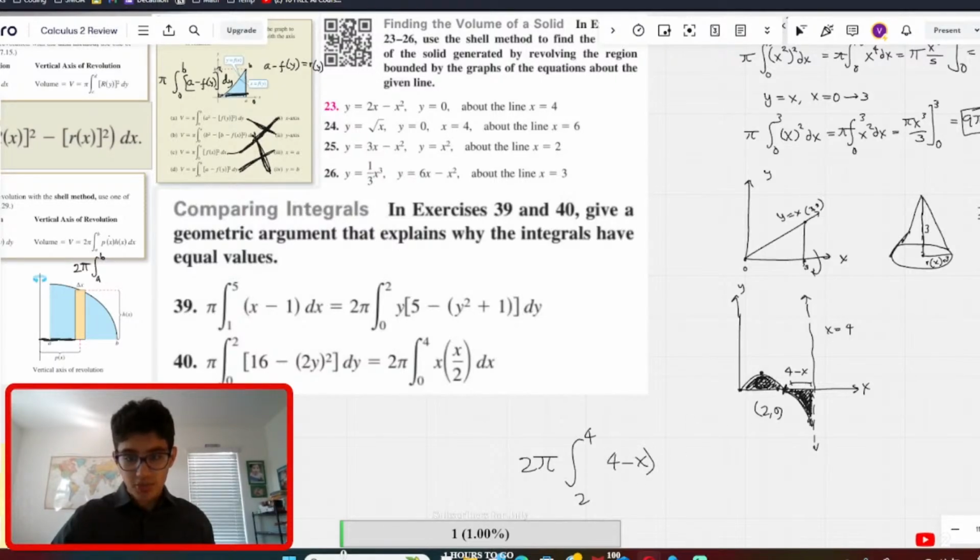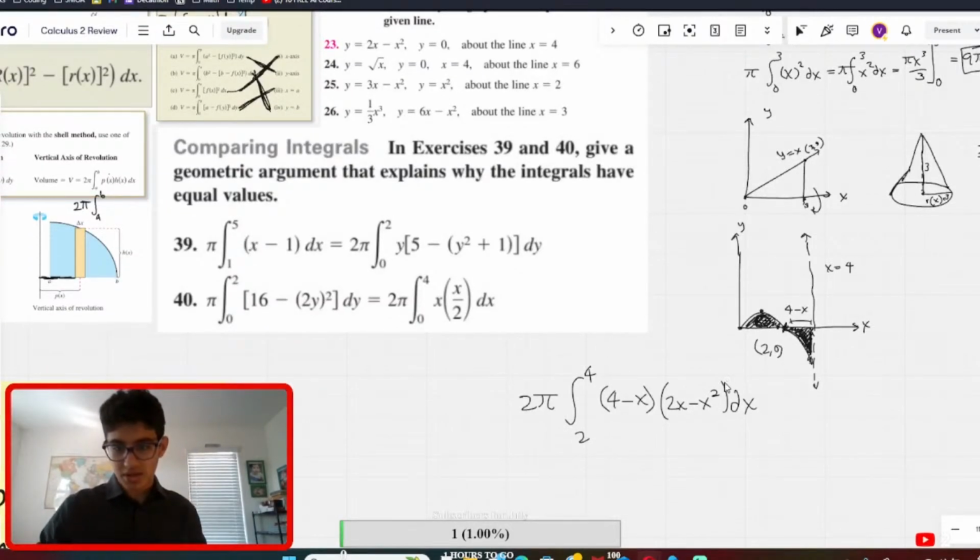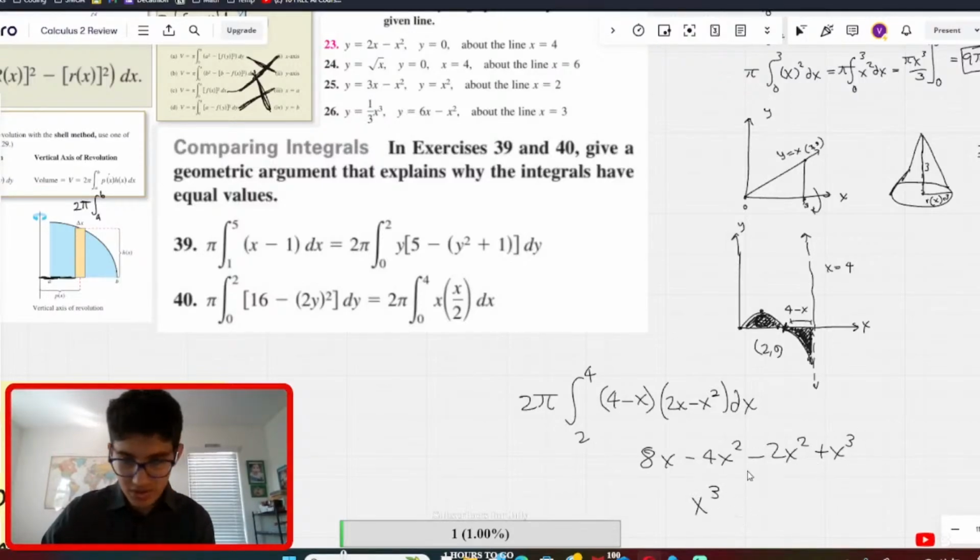So before this they just wrote p of x. Obviously we have to find p of x. It's not that easy either. You have to actually find it, and that's 4 minus x. Then obviously the height is just going to be the function 2x minus x squared. I want to save everyone time, so I'm not going to actually integrate it, but... I will. Okay, it's 8x minus 4x squared minus 2x squared plus x cubed. Might be slightly off. If I make any mistakes, no need to point them out. You can just fix it on your own end because there's a lag between the computer and the thing there.